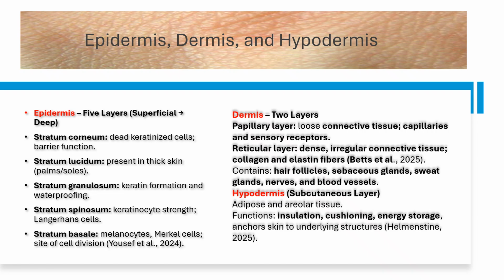Below the epidermis is the dermis, which has 2 layers. The papillary layer, containing capillaries and sensory receptors, and the reticular layer, which provides strength through dense connective tissue. This is also where we find hair follicles, sweat glands, sebaceous glands, nerves, and blood vessels. Finally, the hypodermis is made of adipose and areolar tissue. It insulates the body, cushions deeper structures, stores energy, and anchors the skin.